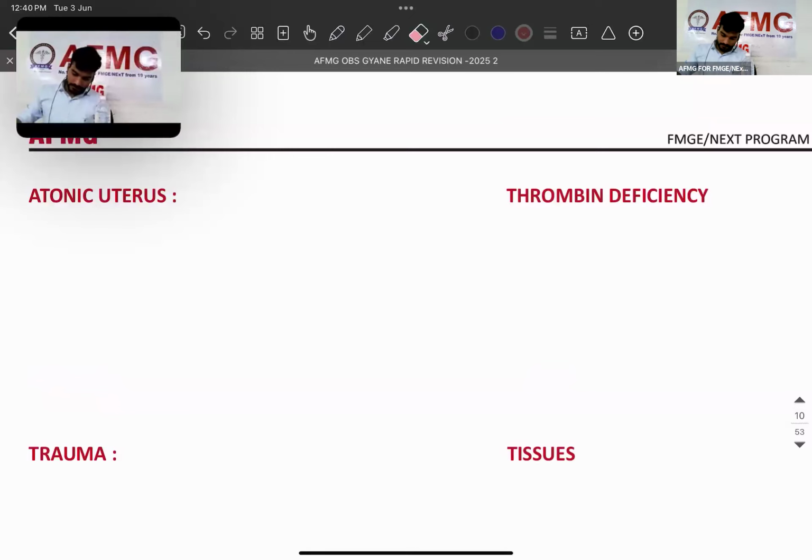Tone, trauma, thrombin and tissues. Okay, now one by one. What is tone? What is atonic uterus? When the tone of the uterus is decreased.